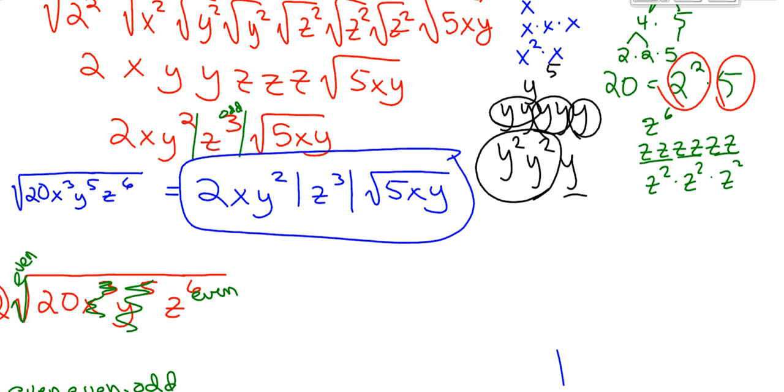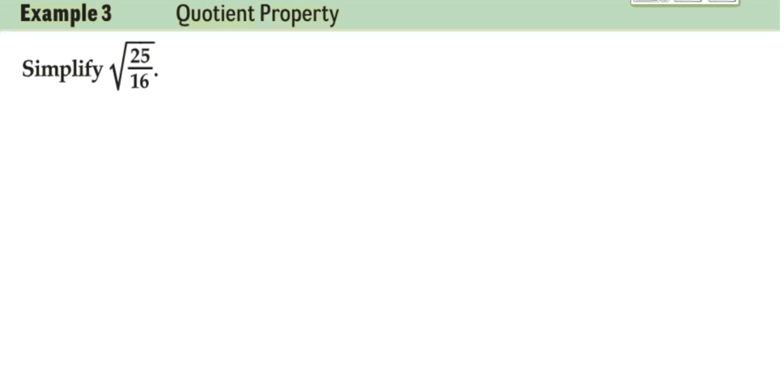So just some things to remember, and you've done problems like this last year, but it's been a while, and so we want to kind of review that, because in chapter 8 we will want to get things in simple radical form. Then example 3 is to simplify the square root of 25 over 16.